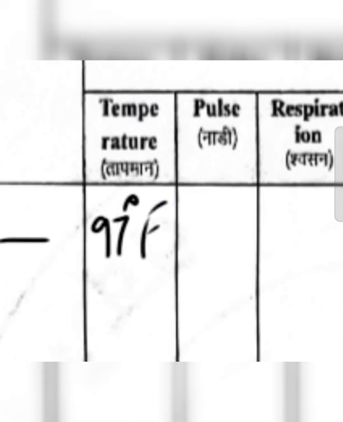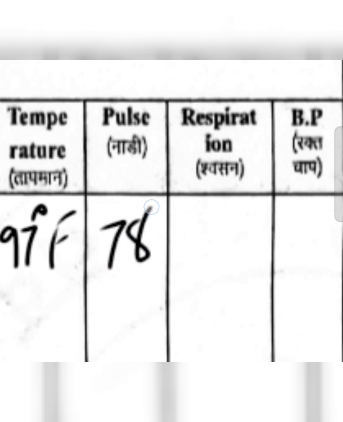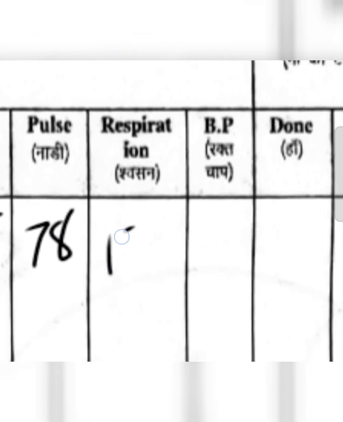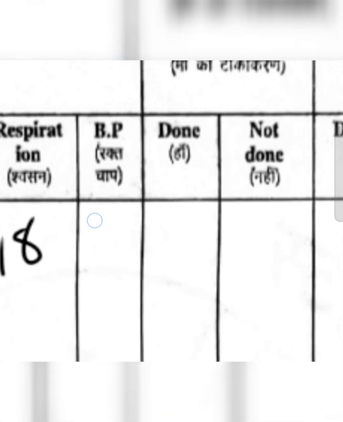Temperature is 97 degrees Fahrenheit, pulse 78, respiration 18, BP 110 by 80 mm of Hg. Maternal vaccination she already did, that's why I am giving a tick here. Next one is vaginal examination.